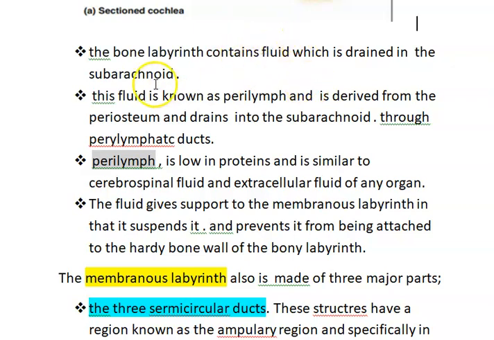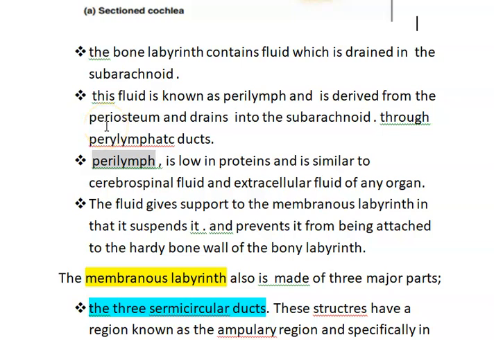Now, these fluids of the bony labyrinth are drained into the subarachnoid space. This fluid is known as the perilymph. So the kind of fluid contained in the bony labyrinth is perilymph. And the perilymph is derived from the periosteum, and it drains into the subarachnoid space through the perilymphatic ducts. So this perilymph is produced from the periosteum.